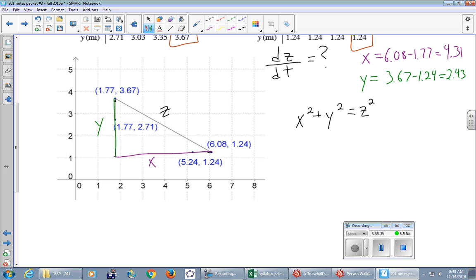What's the derivative of x squared? 2x times dx dt, right? Because x is not the independent variable, it's t here. So every variable depends on t, and every variable gets one of these little derivatives at the end. Plus derivative of y squared, 2y dy dt equals 2z dz dt. There we go.